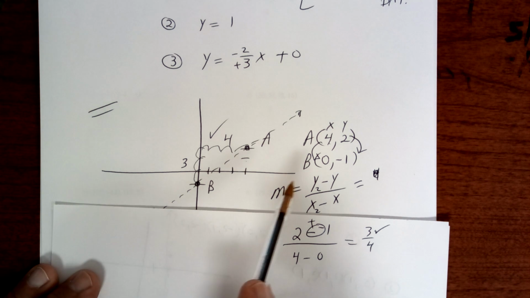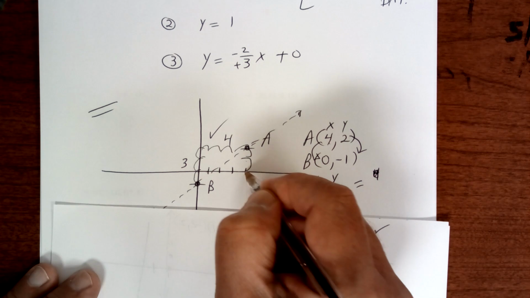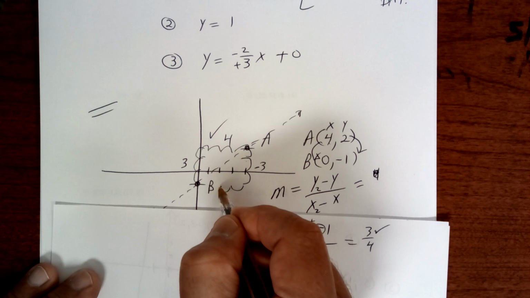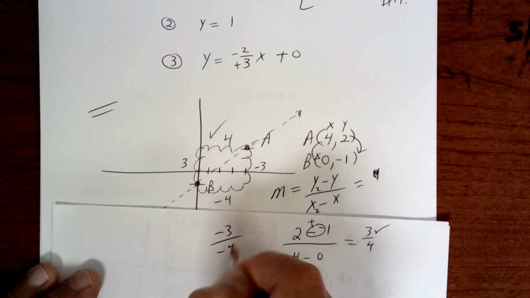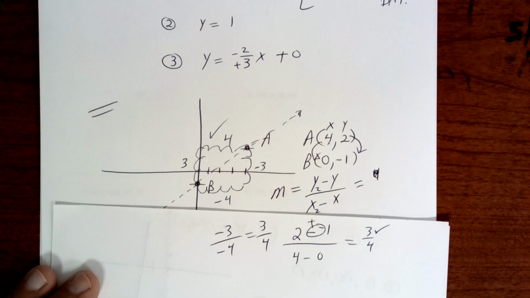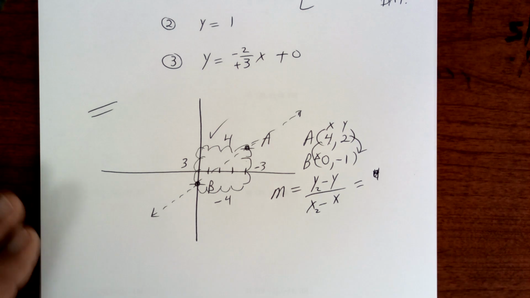If you go the other way, this would be a -3, and this would be a -4. And -3 over -4 equals a positive 3 over 4. That's how you do it with the diagram. But we're using the formula. Let's do one more.